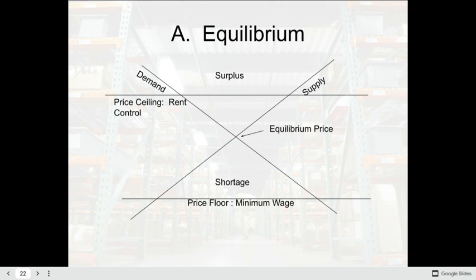Governments can sometimes get involved and insert, for instance, a price ceiling, which means that prices can go no higher. One place that you can find this in common are urban areas where they have what is called rent control. And then the opposite is called a price floor. So an example would be the minimum wage.